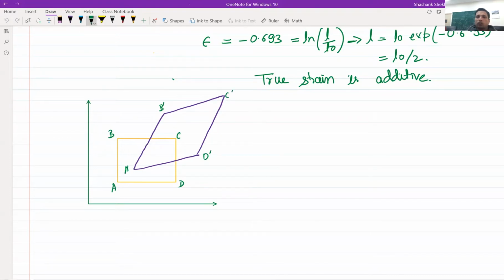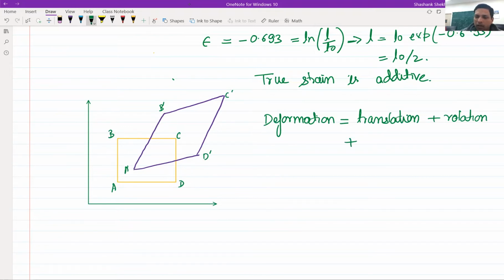Now, the first thing to realize is that whenever you are doing deformation, the deformation will always have some amount of rotation, some amount of lateral shift, and some amount of strain. So deformation will always lead to some translation. Translation is not really changing the shape of the object, so the strain equation should not take that into account. Similarly, rotation is not any shape change. So the formal definition of strain should be such that it is able to isolate, or basically exclude, translation and rotation.